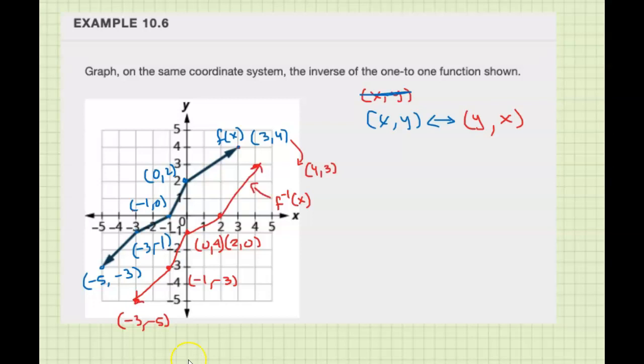Okay. What I want you to notice is that there's symmetry. The function and its inverse are symmetric across this diagonal line, y equals x. Okay, so this is the y equals x line, where all the x and y values are the same. If you fold this along that diagonal line, the function and its inverse are going to fall right on top of each other. They're perfect copies, perfect mirror images.